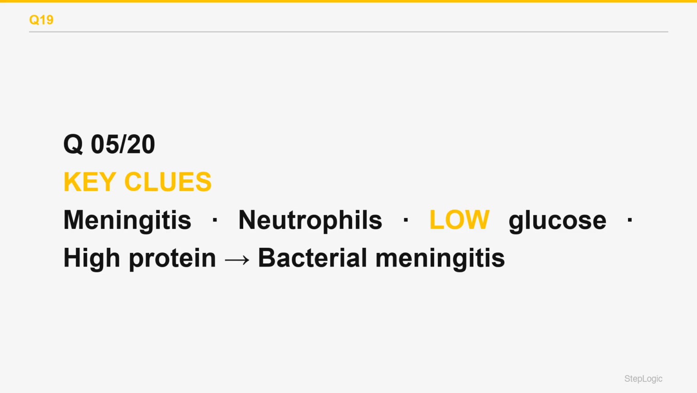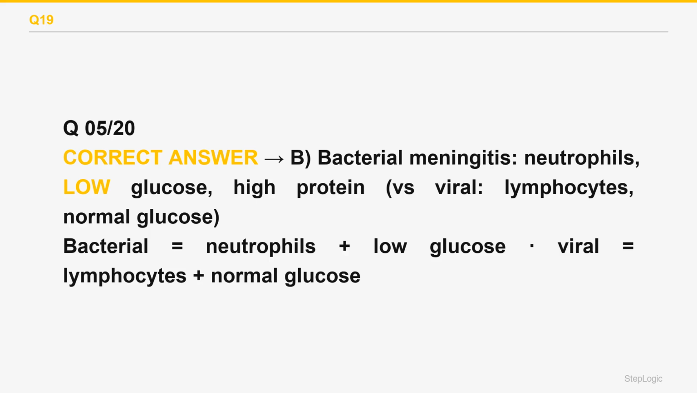This CSF profile indicates bacterial meningitis. The classic bacterial pattern is a neutrophil-predominant pleocytosis, often thousands of cells, a markedly low CSF glucose, because bacteria and inflammatory cells consume glucose, and a high protein with elevated opening pressure. The clinical picture of fever, headache, neck stiffness, and photophobia fits meningitis, and these CSF findings point specifically to a bacterial cause requiring urgent antibiotics. The correct answer is B.